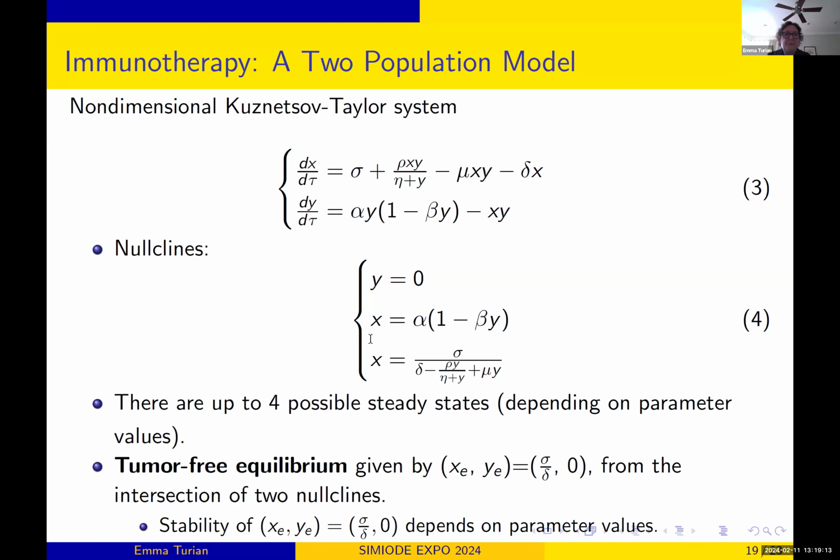So a two-population model can be non-dimensionalized, and the Kuznetsov-Taylor system is seen in equation 3, and we have the null lines, and we have up to 4 possible steady states. Now, what we would like to see is a tumor-free equilibrium, which is in this case being given by this point in here, sigma over delta and 0. And obviously this is coming from the intersection of two null lines. Now, the stability of this point depends on parameter values.